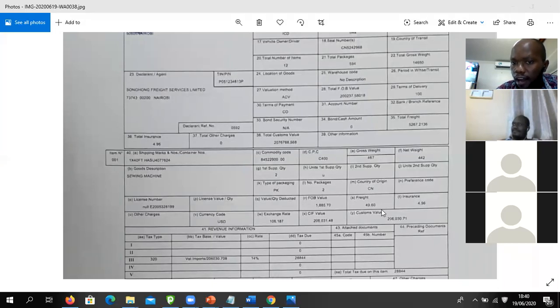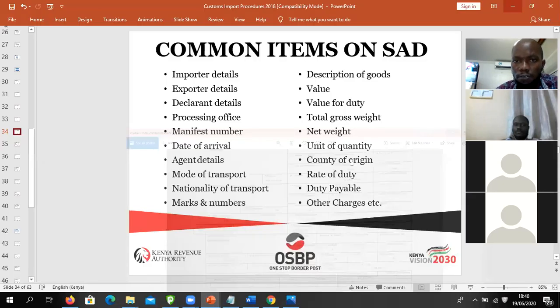So therefore, we would have freight. We are seeing part of the freight here and insurance here for the first consignment, item number 1. So this entry can capture the value of the goods. And now this is the total customs value, inclusive of freight. That is the amount that was charged to carry that good on board of a ship until it docked here. And also it includes insurance in this particular value. So we have the customs value and we have the FOB, free on board. Let me move on. So value for duty, total gross weight.